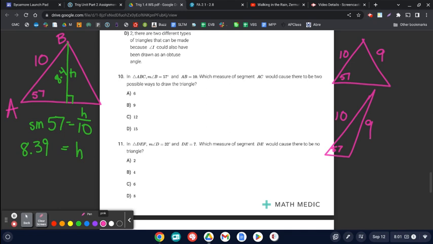So why is 9 the answer? Well, if 6 was the answer, then we would have the case where the leg was bigger than the hypotenuse. So it cannot be 6. Okay?